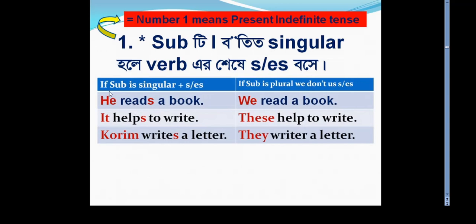For example, if subject is singular, here he reads a book. Here subject is he and it is singular, so we add s at the ending of verb. In the second sentence, it is singular, so we added s at the ending of verb. So this sentence is it helps to write. Korem writes a letter. There Korem is singular, so we use s at the ending of verb.